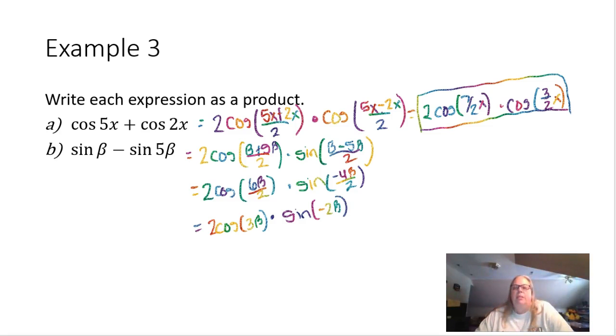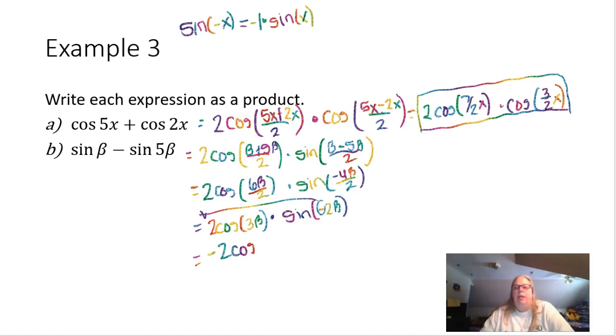Now remember I said I don't want to have this negative as part of the angle, so I'm going to need to simplify this just a little bit. The sine is actually an odd function, and that means when I take the sine of a negative angle, it's the same thing as if I take the sine of that positive angle and then multiply that by negative 1. So I'm going to take that negative right there and bring it out in the front over here. That's going to give me negative 2 times the cosine of 3 beta times the sine of 2 beta. And that is going to be my final answer right there.